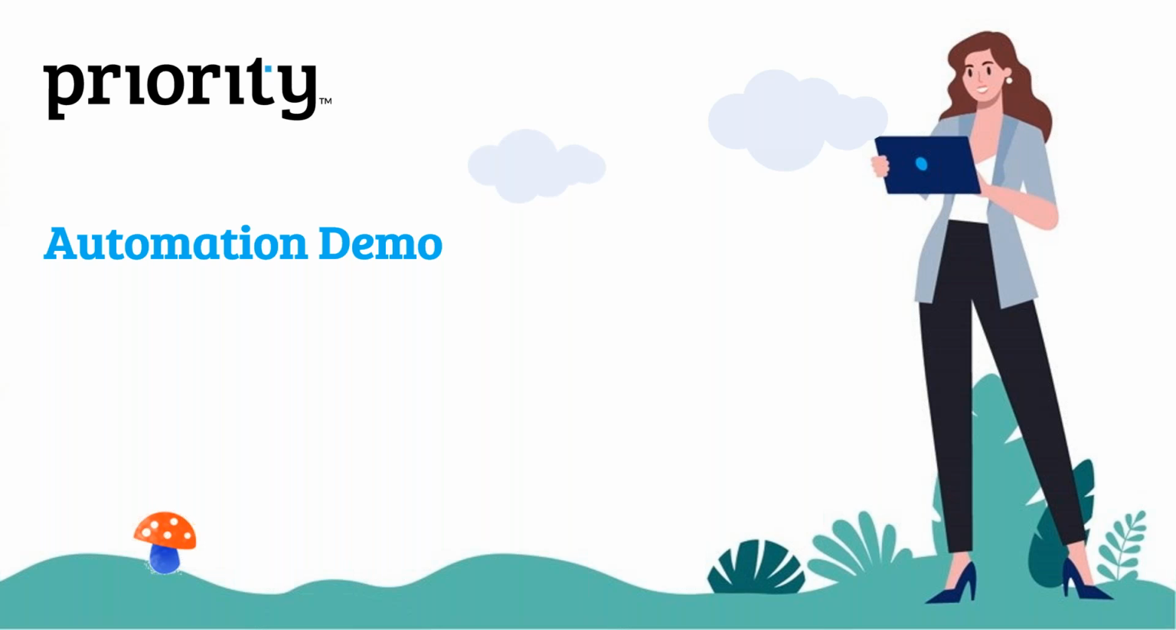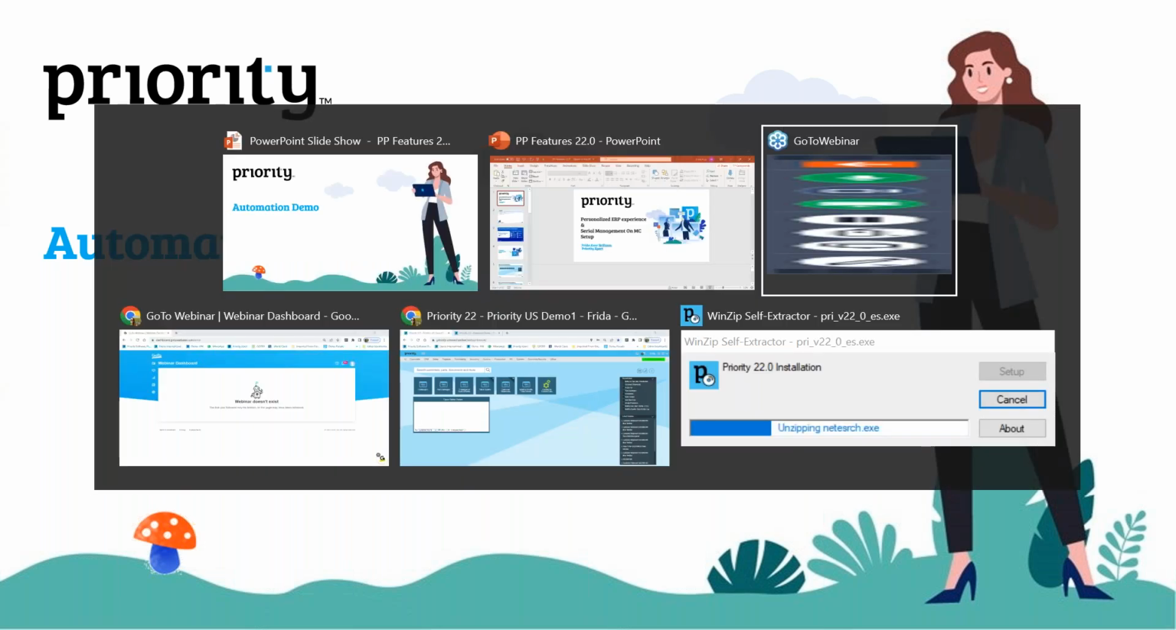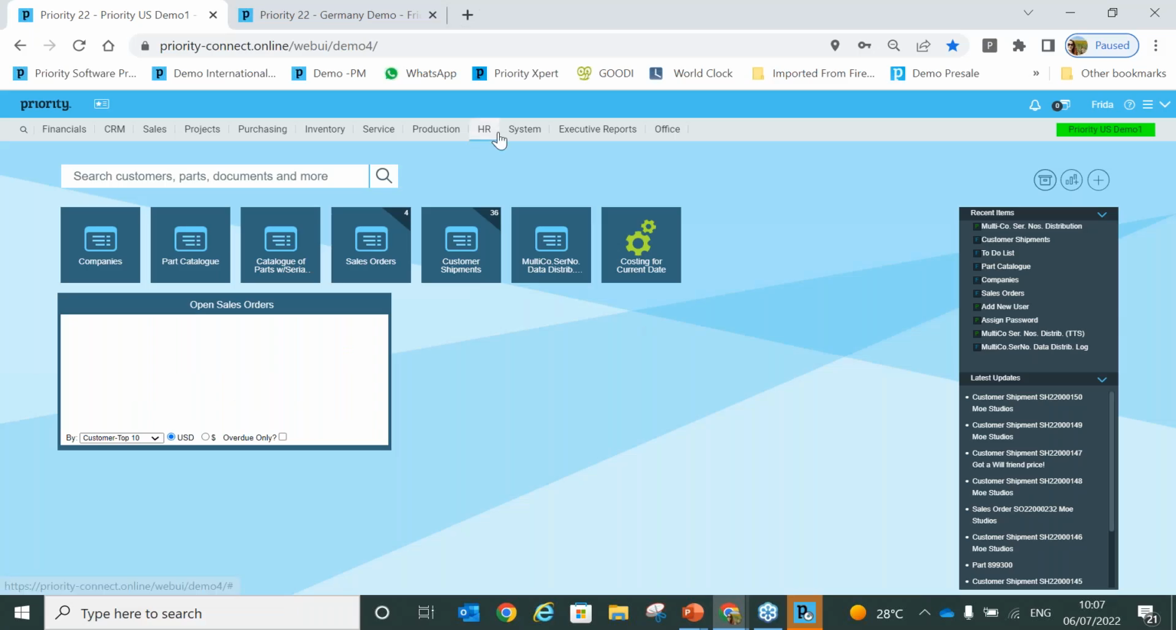When we talk about intelligent workflow, additional aspects of automation are worth mentioning. Let me switch now to Priority. Just a second. Here it is. Okay. This is the US demo now that we see. And let me show you our automation tool.